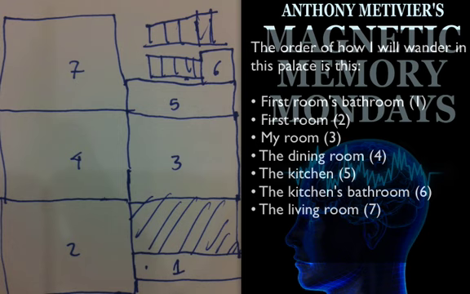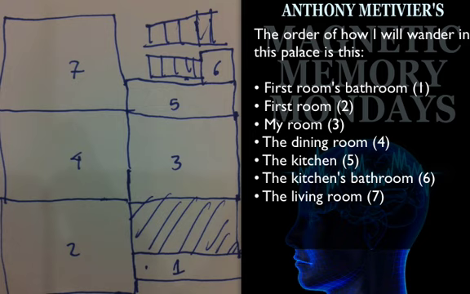So he gives a breakdown of the order, how he'll wander through his palace, and he starts with number 1, number 2, number 3, number 4, number 5, number 6, and number 7, as you can see in the diagram. The first is the bathroom, the second is a major room, the third is a bedroom, the fourth is the dining room, the fifth is a kitchen, the sixth is another bathroom attached to the kitchen, and the seventh is a living room.